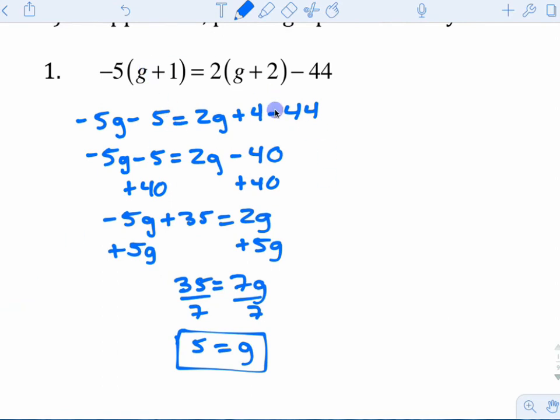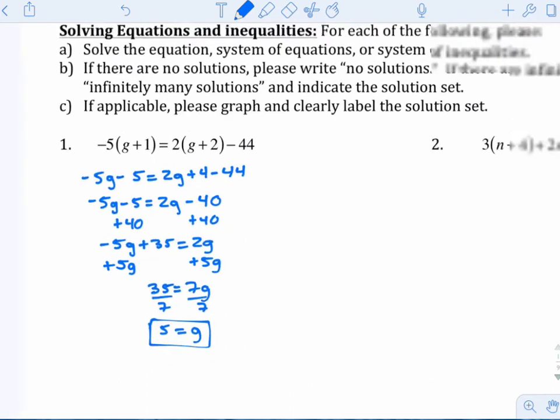And it's always a good idea to quickly do a mental check, right? If we substitute 5 in for g, will this be made true? Let's see, 5 plus 1 is 6. -5 times 6 is -30. 5 plus 2 is 7. 2 times 7 is 14. Minus 44 is also -30. Awesome. So it works. Just always a good idea to check your answer before declaring that you're all finished.